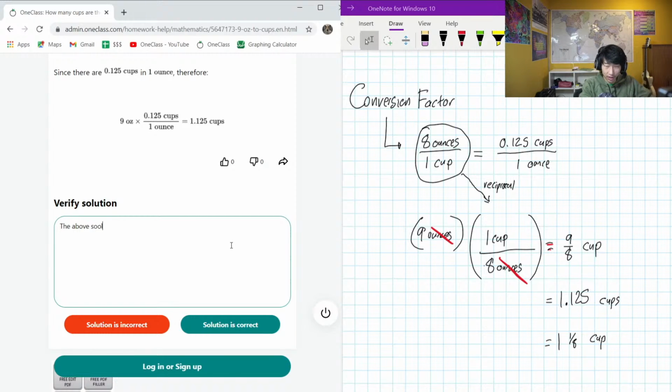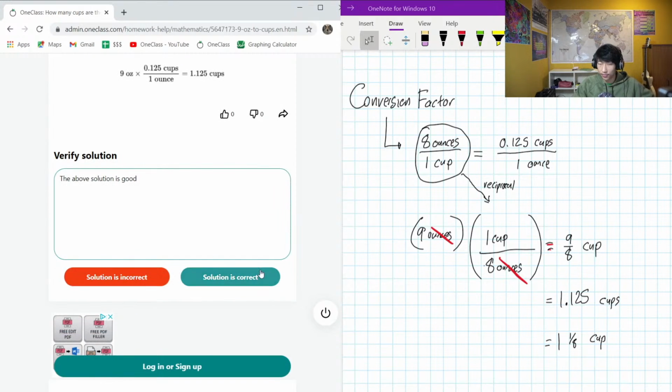The above solution is good. Awesome. Good job.